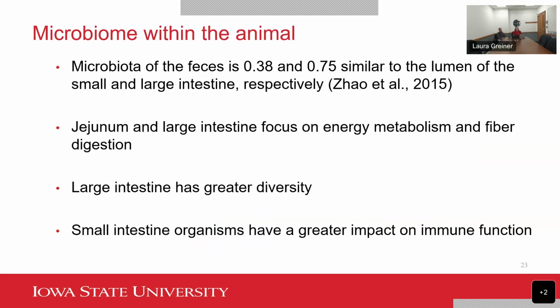The other piece to this, when we think about the microbiome, is really understanding that taking a fecal sample from a pig does not mean that that's what's actually in the lumen of the intestine. We do know that the microbiota of the feces is about 0.38 and 0.75 similar to the lumen of the small and large intestine, respectively. So what we're collecting in the feces does not exactly represent what's happening within the pig. We also know that, of course, based on the function of the parts of the intestine, we're going to see different types of organisms showing up.